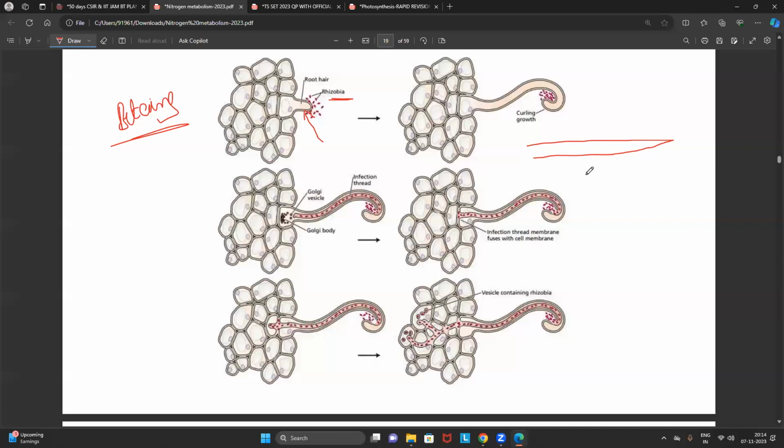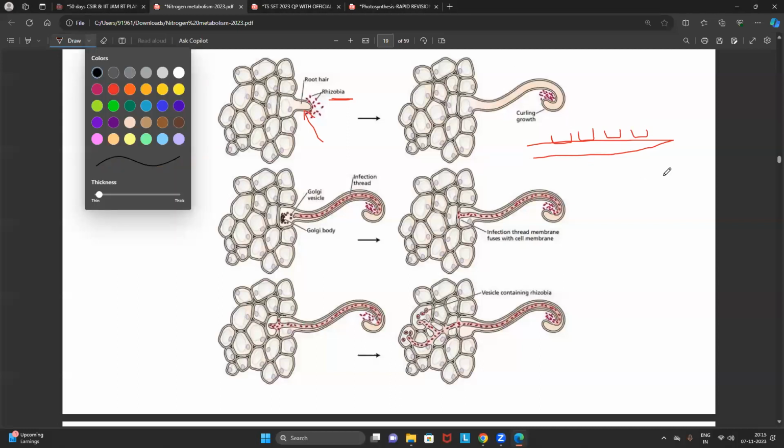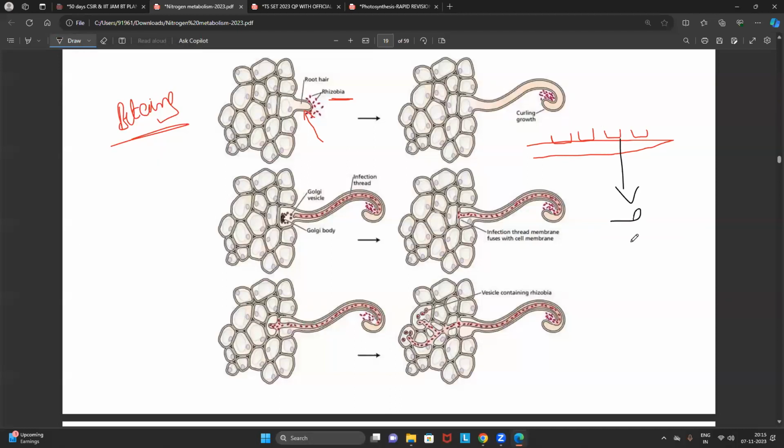Exactly, root hair looks like this. On the root hair, there are many receptors. All the students listen to me correctly. On the root hair, many receptors are there. You know what we call those receptors? Lectin receptors. Now, those bacteria will exactly come and attach to those lectin receptors.